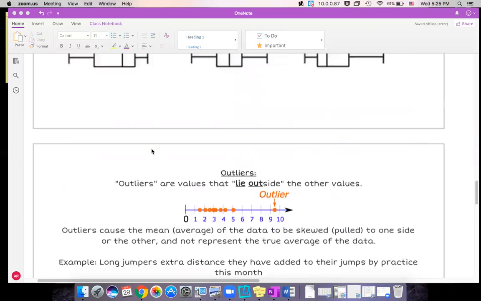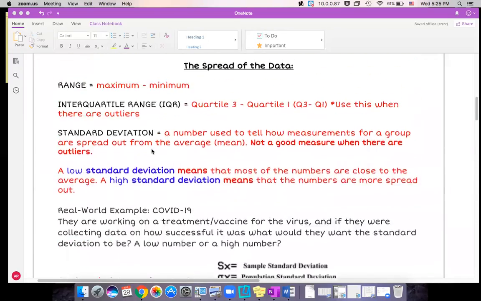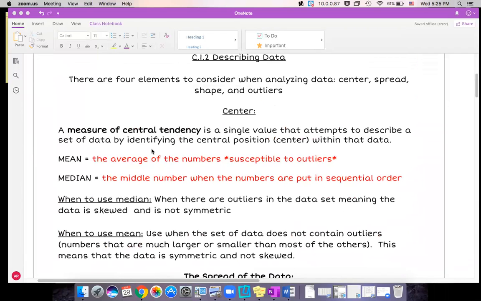Okay, so to go back to the other important stuff up here, the center. The measure of central tendency is a single value that attempts to describe a set of data by identifying the central position or the center within that data. There are two things that we can use to describe measures of central tendency. The first is the mean, which is the average of the numbers. You take all of your data, add all of those up, and then divide by the total number of values, and that gives you the average or the mean.